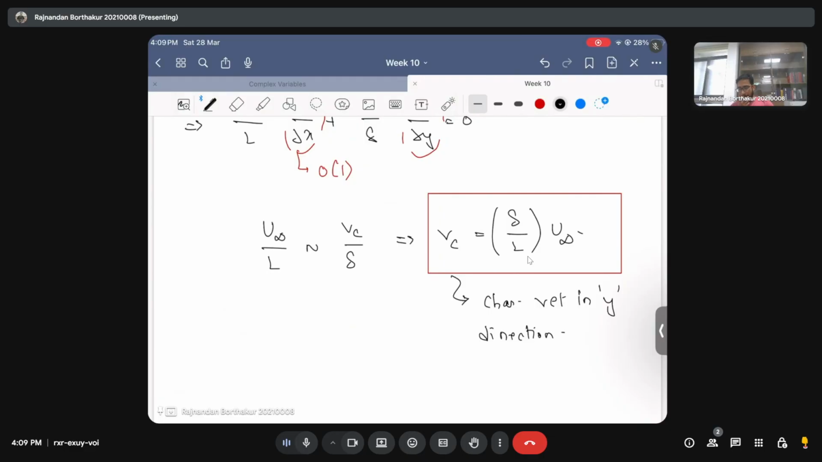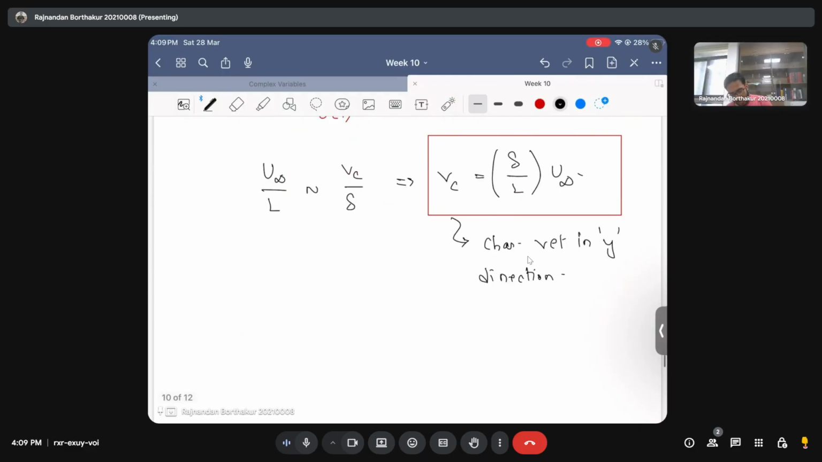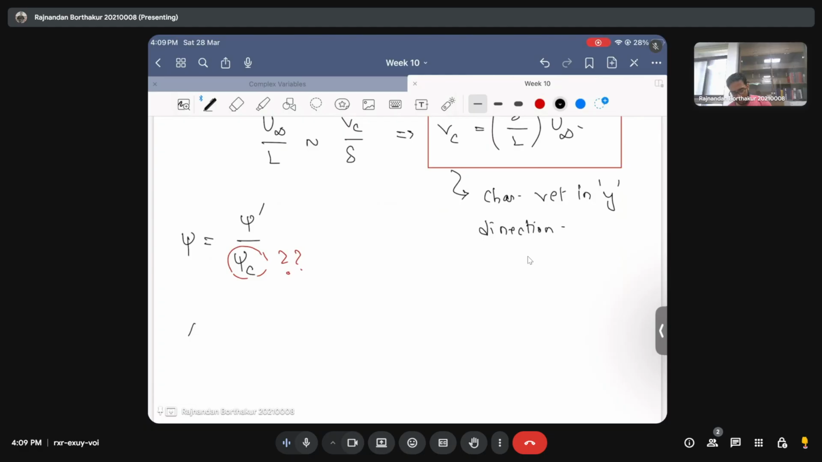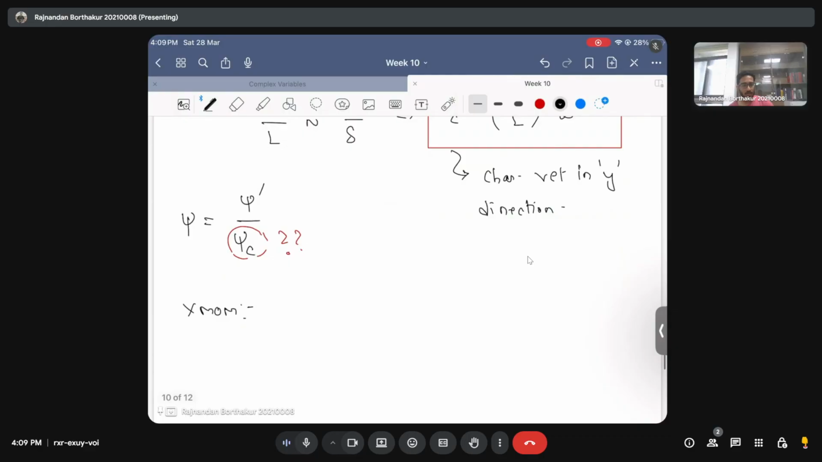Once we do that, we can also define the dimensionless stream function, which is the dimensional stream function divided by the characteristic stream function. It is this stream function that the problem is actually asking us to solve. Then we need to use the x momentum equation. I hope this is now straightforward because this is the only equation that is left.